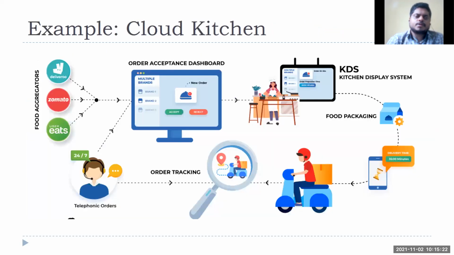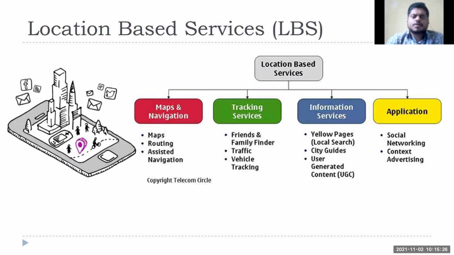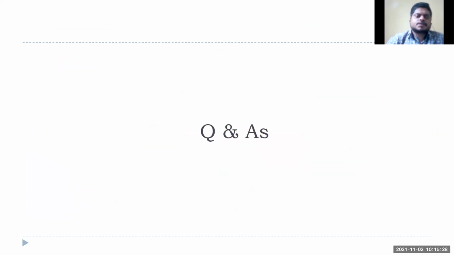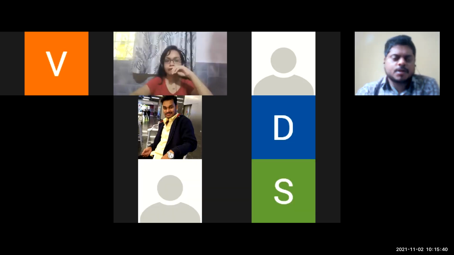So I'll stop here. This is an example of cloud kitchen, and whatever is left out, we'll discuss in the next class. Yeah, there is an assignment, go through it. That is about the geographical identification system, and try to complete it by next, I think by Saturday.